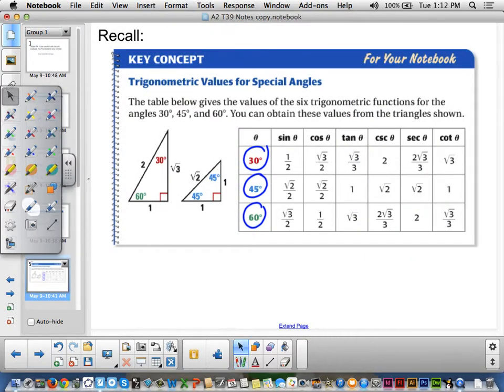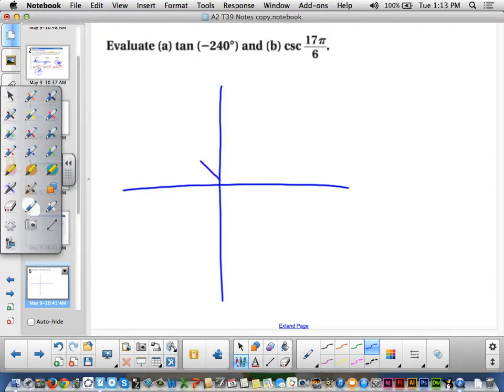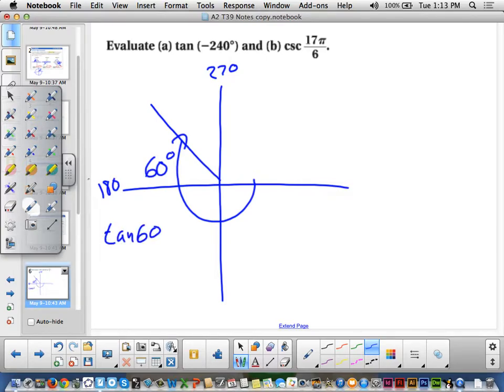All right? So now that we've done that, let's go through and find some trig values. All right? So, evaluate tangent of negative 240. Let's first draw that out. Here's negative 240. Ends up being in the third quadrant. This line is 180. This line is 270. We come around. How far beyond 180 are we? Well, this is 60 degrees. Right? So really, we're looking for the tangent of 60 degrees.